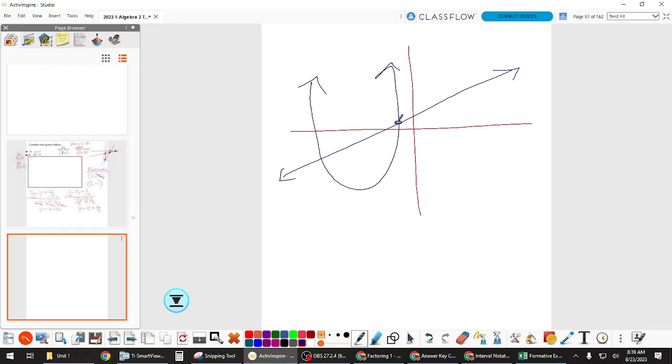Okay? Then we would have maybe two solutions, right? Two places where these two interact or cross. We're not going to do that yet, but just keep it in mind. The concept is the same. Where do these two intersect? That's our solution. How do you do the trace thing?